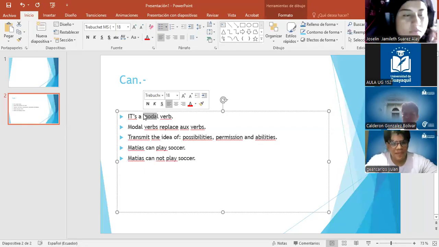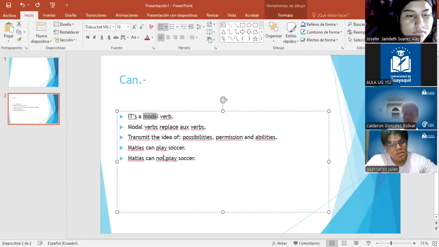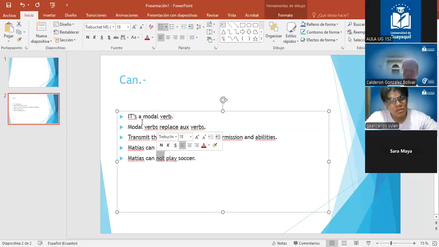You remember that we already said that it's always going to be after the auxiliary verb, and that modal verbs replace auxiliary verbs. So obviously, it's going to be after this modal verb. Remember, Bolívar, after, before, after. Yes, that is correct.